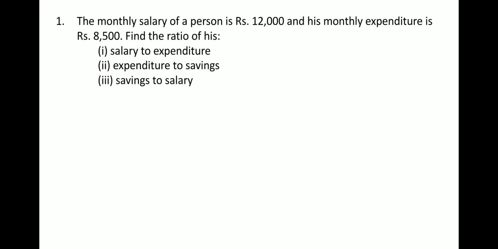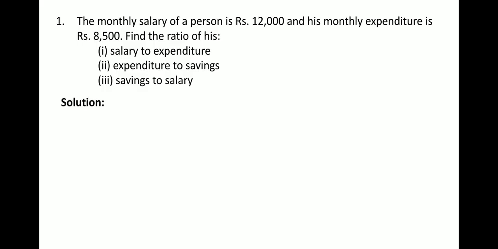Today we will solve the problems from exercise 11b, which is the chapter ratio. So here is question number 1, which says the monthly salary of a person is rupees 12,000 and his monthly expenditure is rupees 8,500. Find the ratio of his salary to expenditure, expenditure to savings, and savings to salary. So let's solve it out.